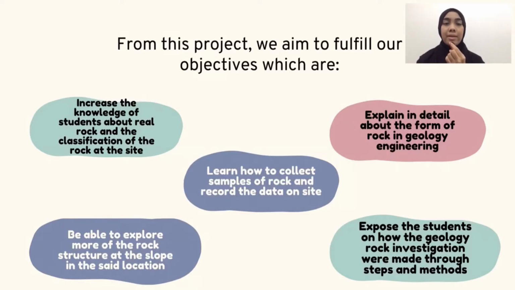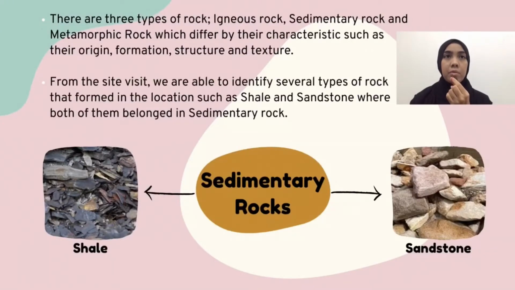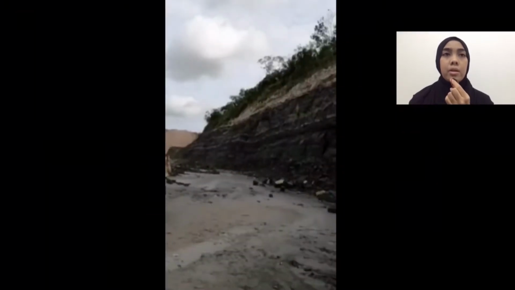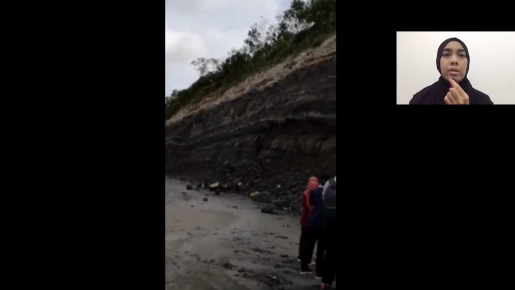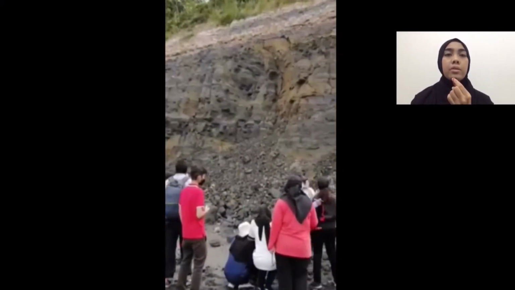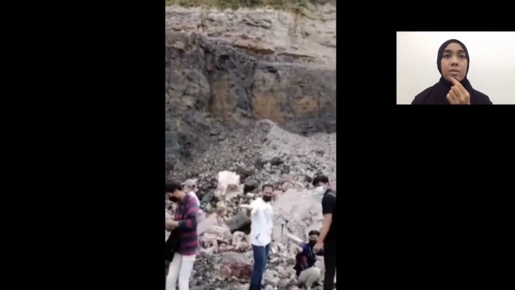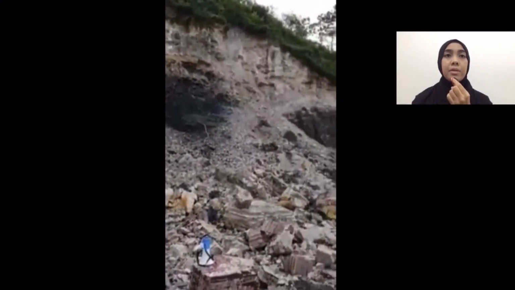through steps and methods. There are three types of rock: igneous rock, sedimentary rock, and metamorphic rock, which differ by their characteristics such as their origin, formation, structure, and texture. From the site visit, we are able to identify several types of rock that form in the location, such as shale and sandstone, where both of them belong to sedimentary rock.